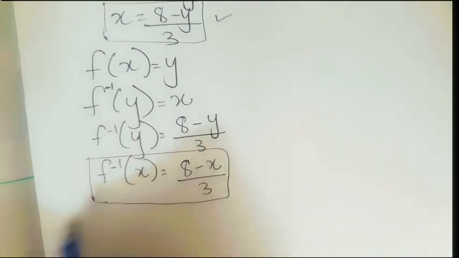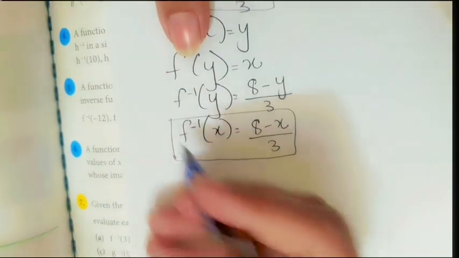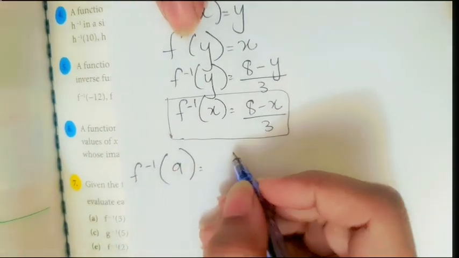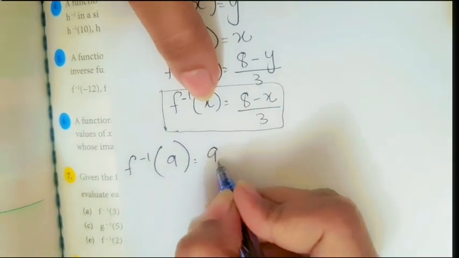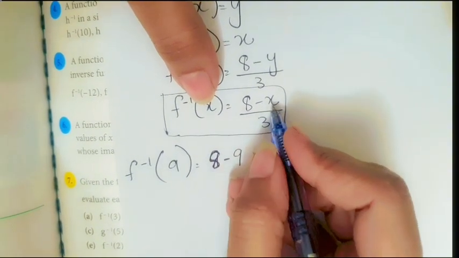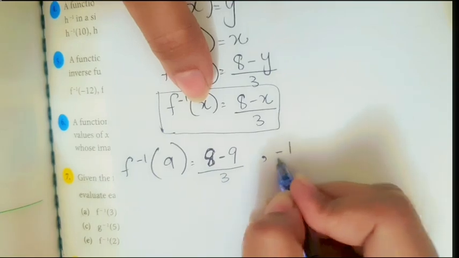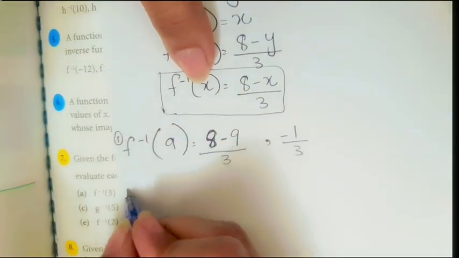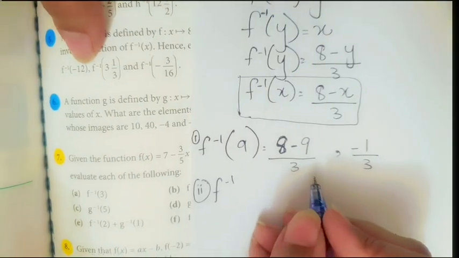Now we'll come to the next part. What is f inverse of 9? We have to find f inverse of 9. In place of x we are going to use 9, so it is (8 minus 9) upon 3, and that is equal to minus 1 upon 3.